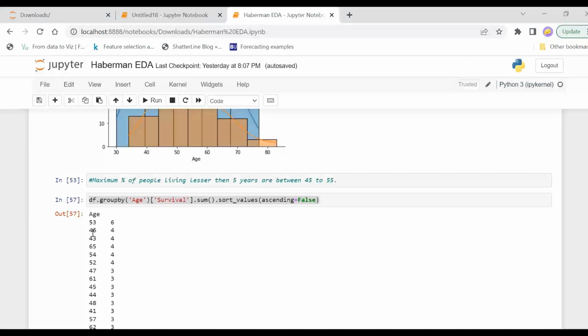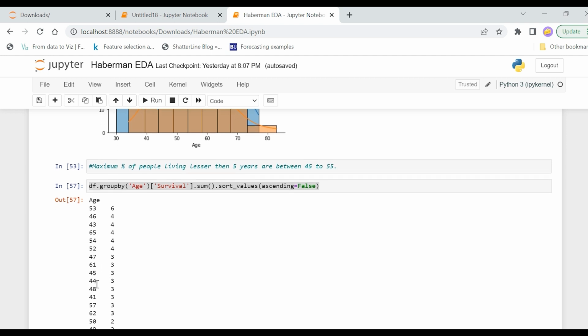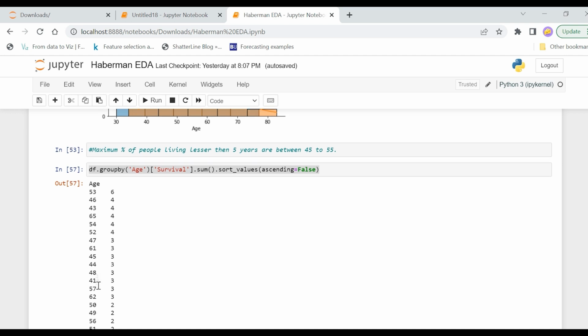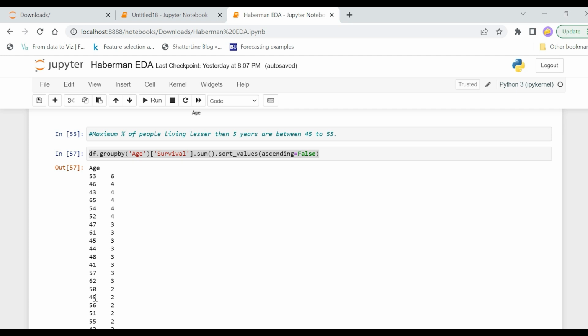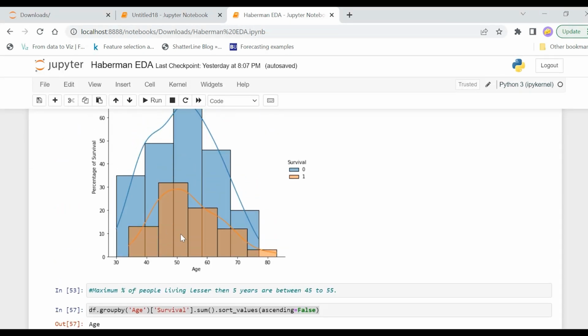So you can see you have 1, 2, 3, 4, 5, 6, 7, 8, 9, 10, 11. So if you see, out of these numbers, like 20 numbers, you can say 11 or 12 people are from between this age bracket.